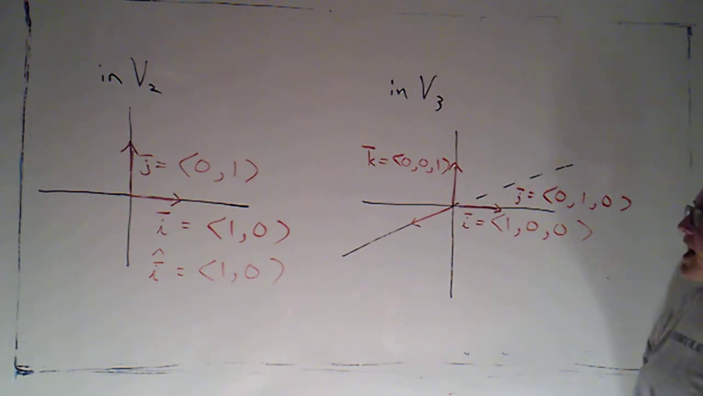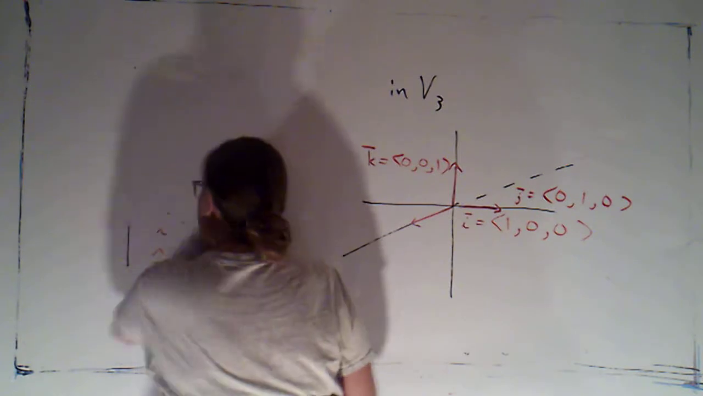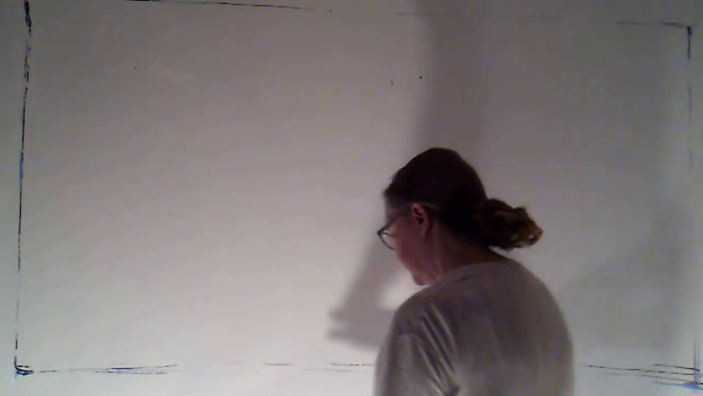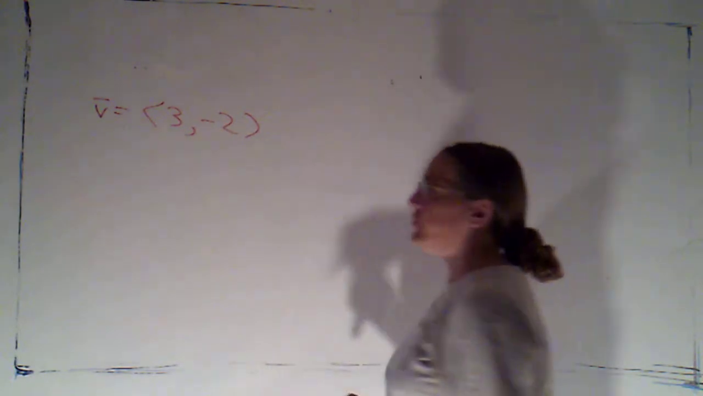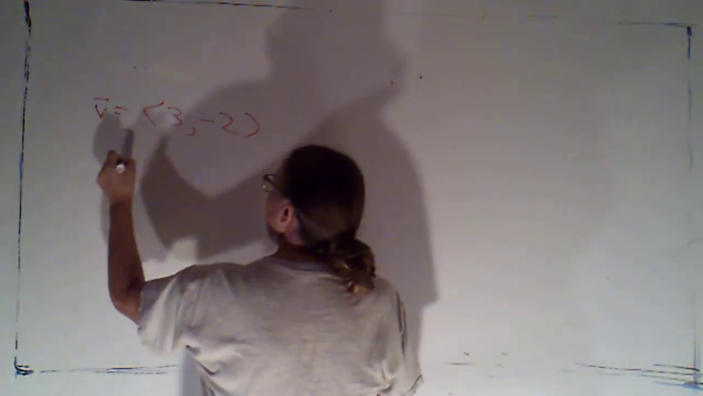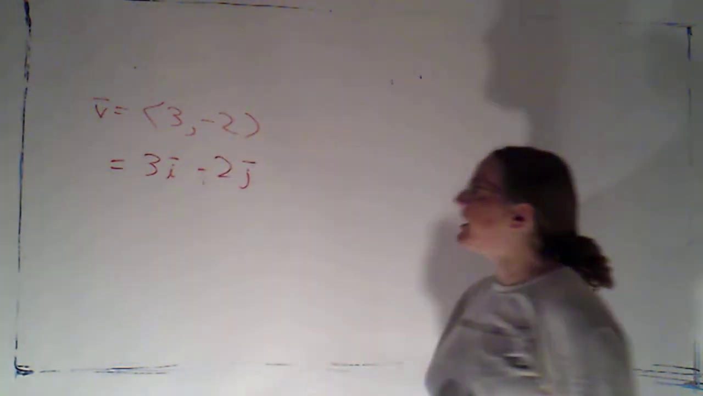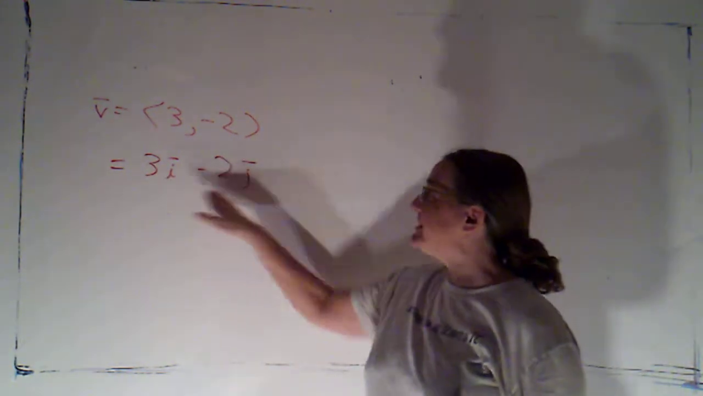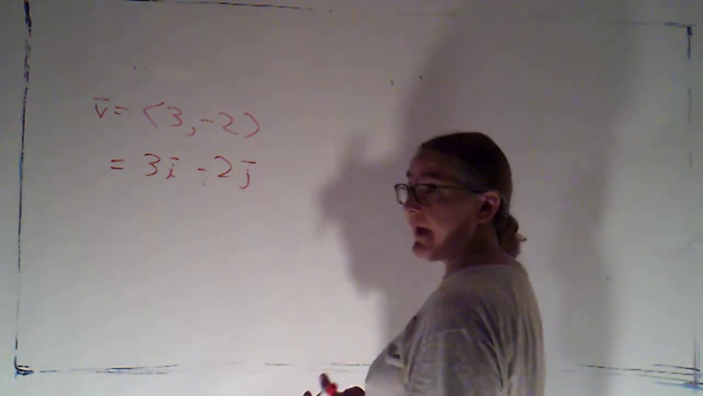These unit vectors are kind of special because I can actually write any vector that I want to in 2 space or 3 space in terms of just these unit vectors. Let's take a look. Let's go back to our friend 3, negative 2. I claim that that's 3 i's minus 2 j's. I can write that as a sum of some i's and some j's. We would call this a linear combination of i and j. Let's see why that works.